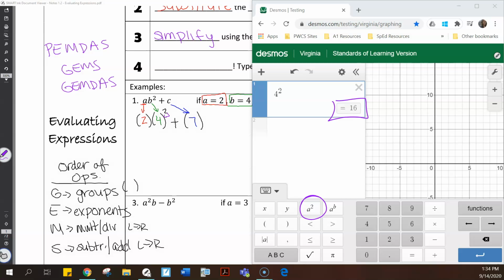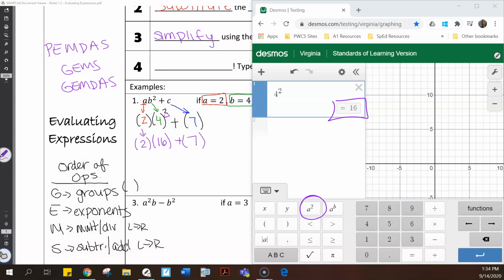Remember that I didn't do anything to the 2. So I'm just going to bring that down. 4 squared, I just calculated, was 16. So 4 squared becomes 16. And same thing, I didn't do anything to my plus 7, so I don't need to... or excuse me, I need to bring that down. I don't need to do anything with it.